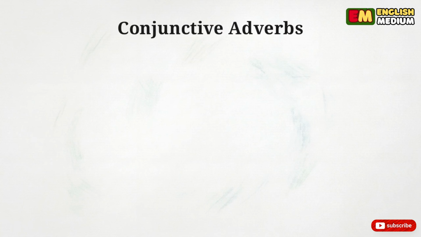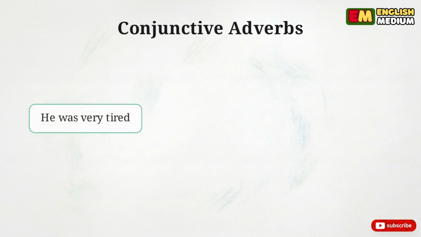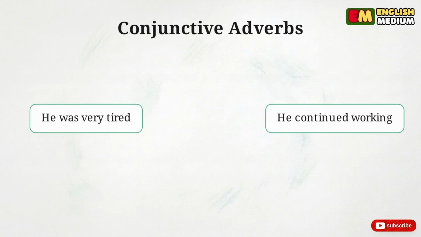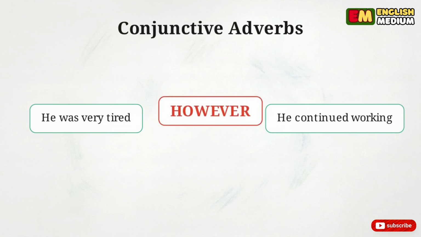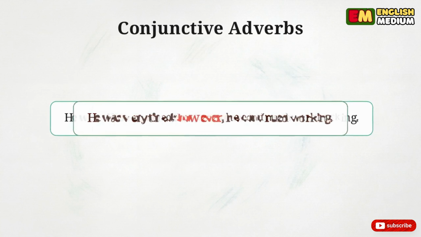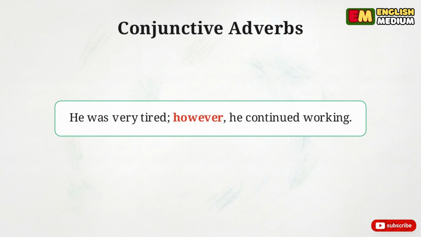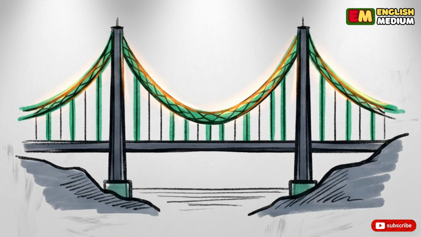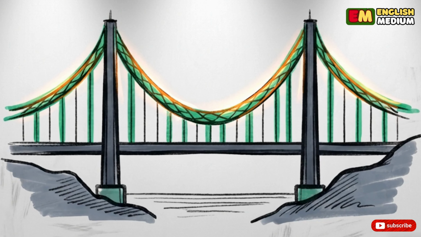Finally, conjunctive adverbs link entirely separate ideas. Check out these 2 thoughts. He was very tired, and he continued working. Dropping the word however between them connects those opposing thoughts, turning them into one clear, logical point. Using these connector tools is what allows you to build more complex and mature sentences.